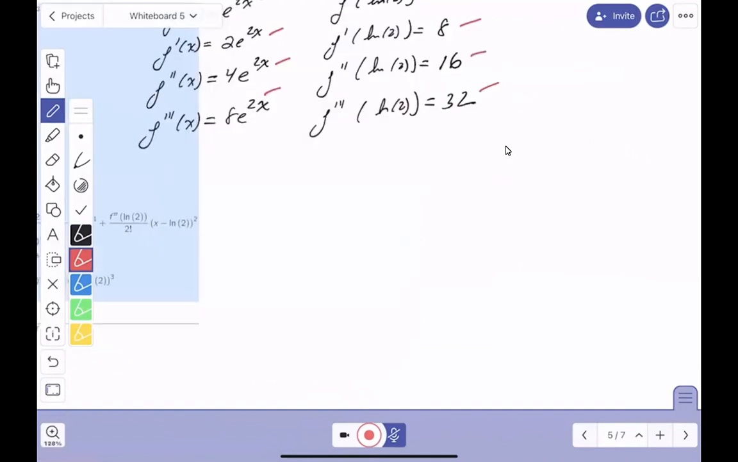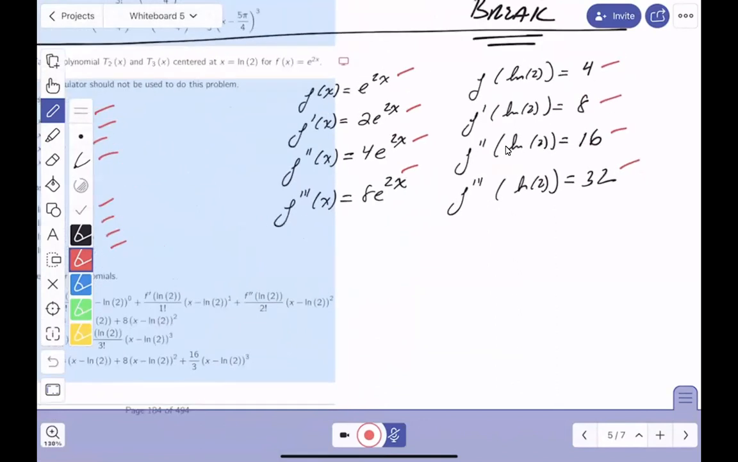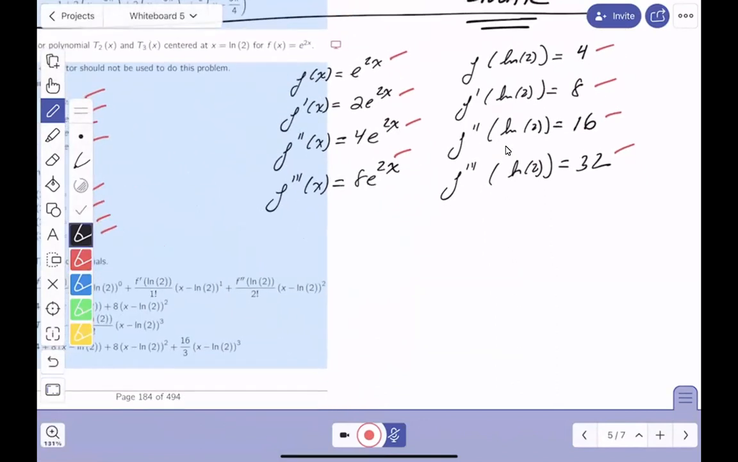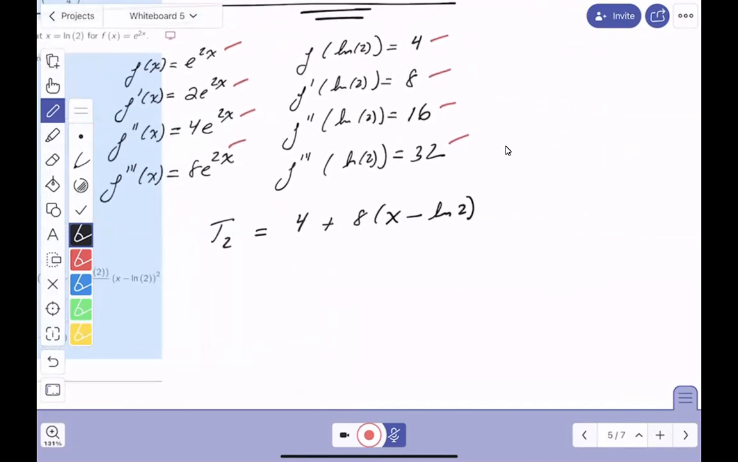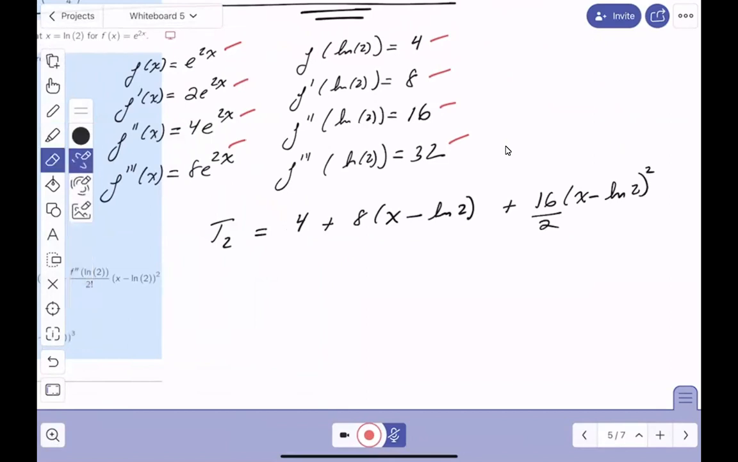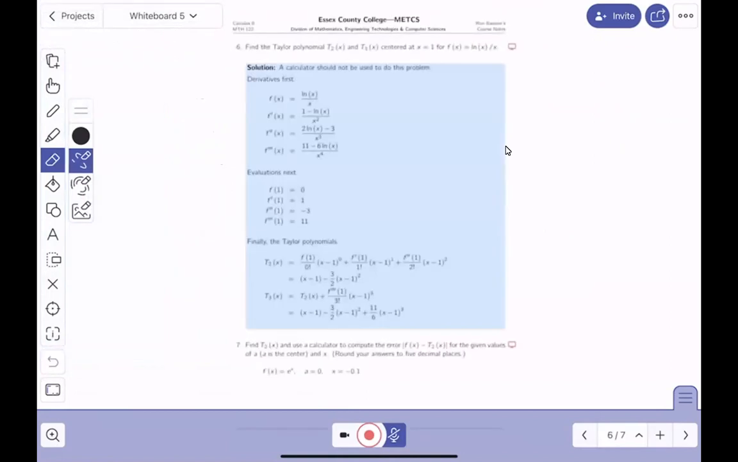I feel pretty good about that. Now I'm going to put down the polynomials I want, T2 and T3. Let's write this down. T2 is 4 plus 8 times x minus the natural log of 2, plus 16 times x minus the natural log of 2 squared over 2 factorial. Now I'm going to clean it up a little bit because 16 over 2 doesn't look right to me. It's just simply 8.